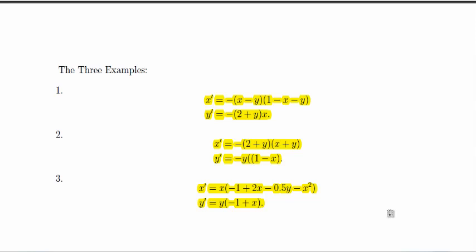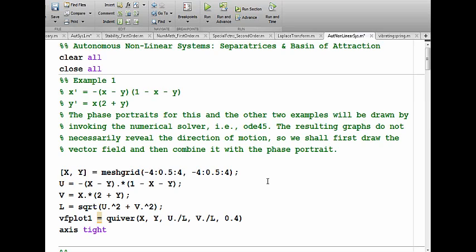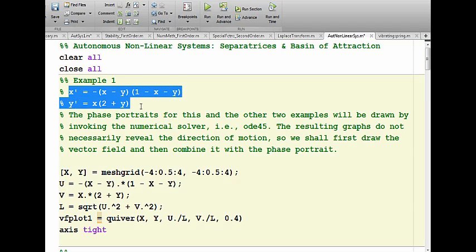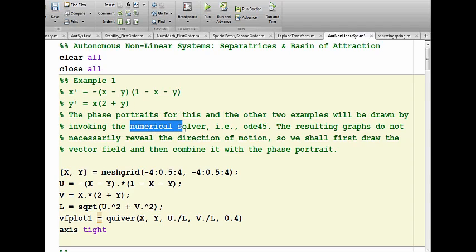Okay, now let's take a more concrete examination of these three systems, and of course we will use MATLAB. Okay, it's time to turn MATLAB loose on these three examples. First, let's clear everything. And now look at the first example, same as the first example on the preceding page, nonlinear system. And the phase portrait for this and the other two examples will be drawn by invoking MATLAB's numerical solver, which is ODE45.